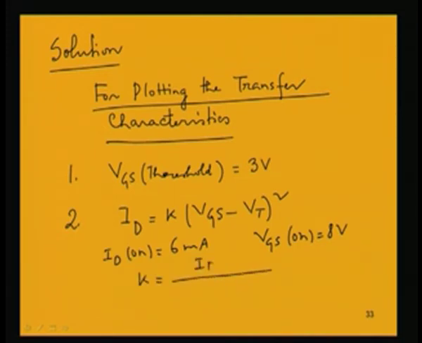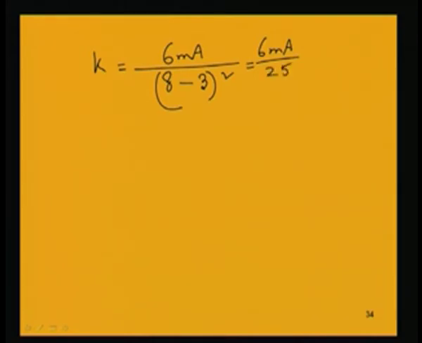K is ID by (VGS minus VT) square. So, putting the values here, ID on is 6 milliampere given to us, VGS on is 8 volt, threshold voltage is 3. So, if we compute 6 milliampere by 25, we get a value of 0.24 into 10 to the power minus 3 ampere per volt square. Basically, it is 0.24 milliampere per volt square. In ampere per volt square, if we write, it will be the value of K.